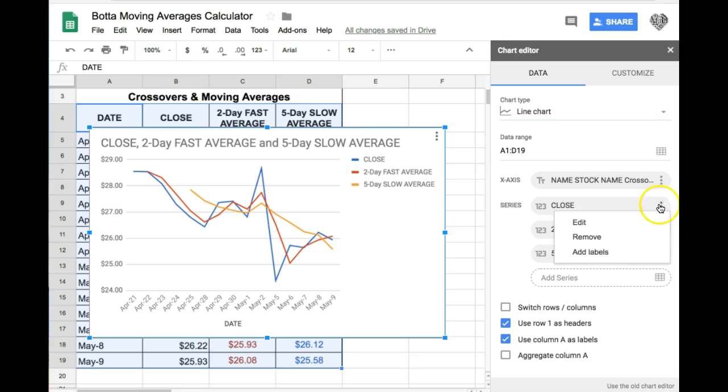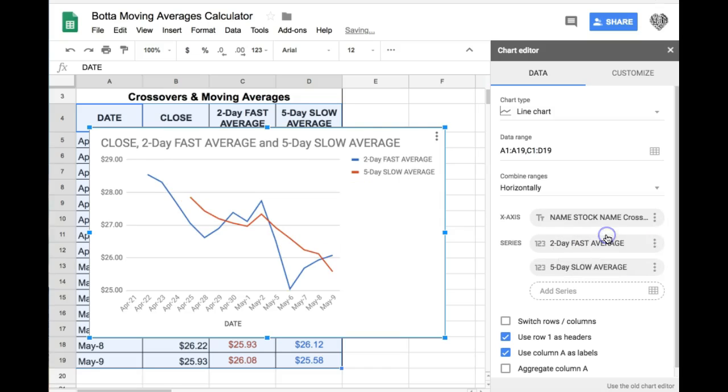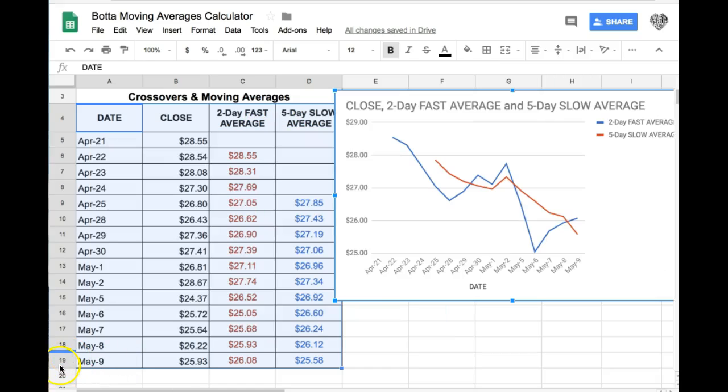So if you look in the dialog box where we have our information for our chart, you're going to go to series and find the close series and just click on the 3 dots on the side and remove it. And so now we have all the information that we want. So we can move this chart so it's not covering our table. Okay, so here we moved it so it was out of the way.